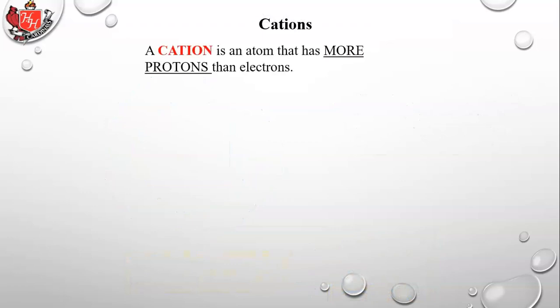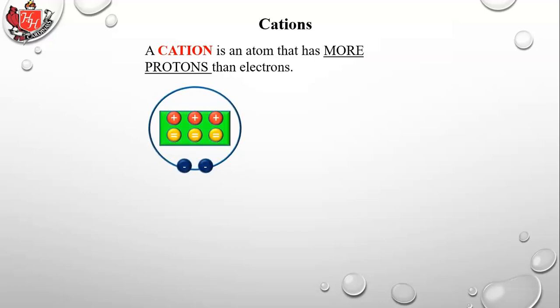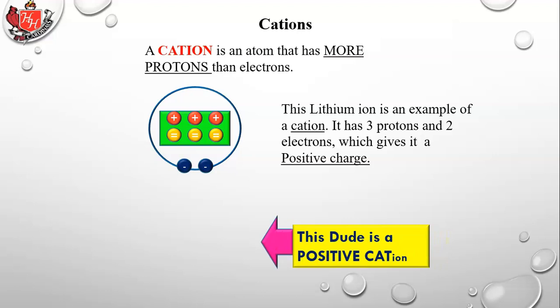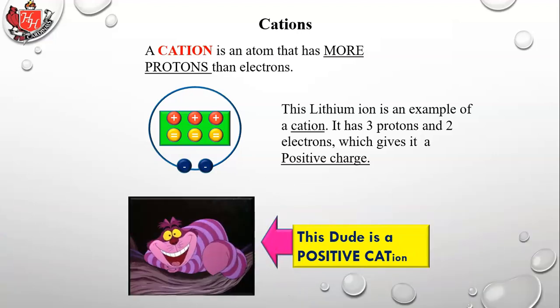A cation is an atom that has more protons than electrons. So here you see the lithium atom that we saw in the previous slide. This lithium ion is an example of a cation. It has 3 protons and 2 electrons, which gives it a positive charge. So this dude is a positive cat. So just remember the smiling cat, he's positive, and he's a cation. So cations are positive, anions are negative.